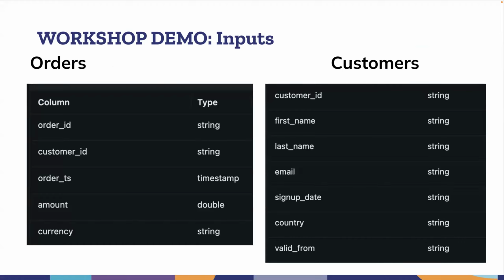We have our orders coming in. These are the data models. We have an order ID, a customer ID, a timestamp for order. I didn't change that name. I'm very not fond of acronyms. Amount and currency. And then for customers, we have our customer ID, first name, last name, email, sign up date, country, and valid from, which is a timestamp that basically reflects the latest state of that customer, whether they did an update on their profile, and so forth.